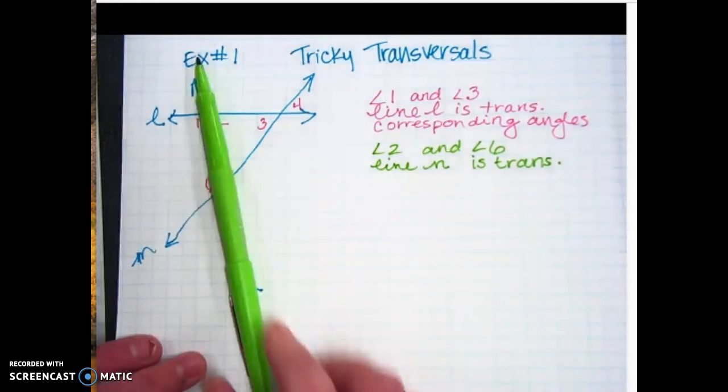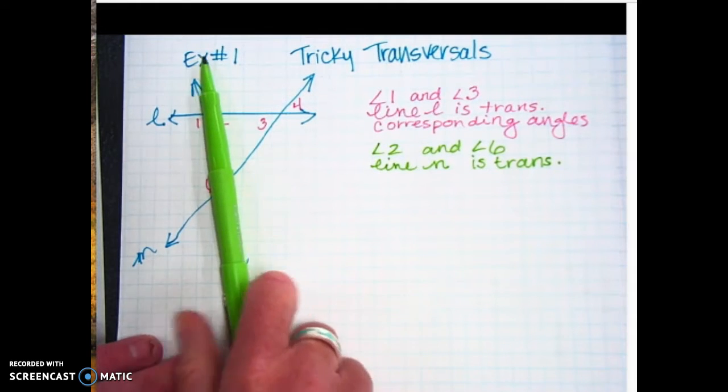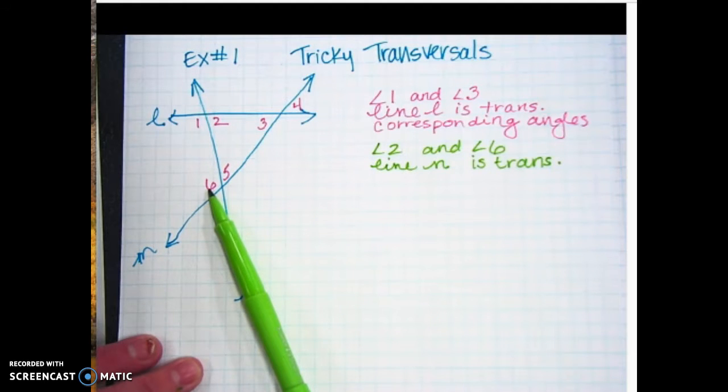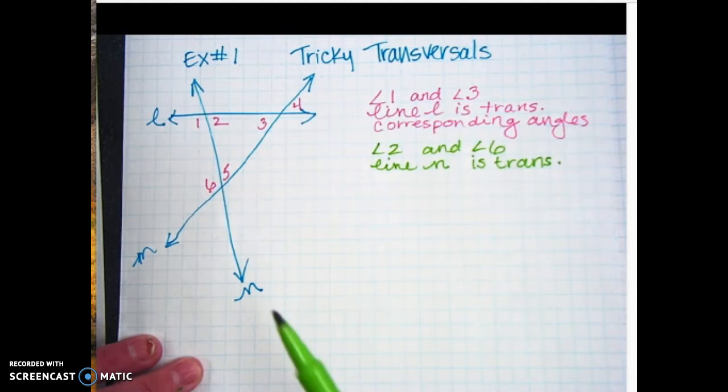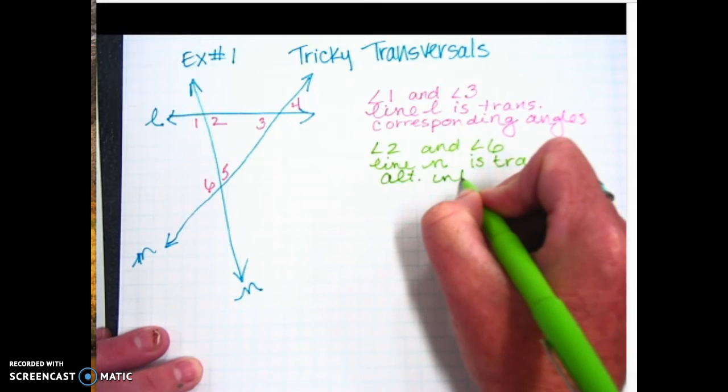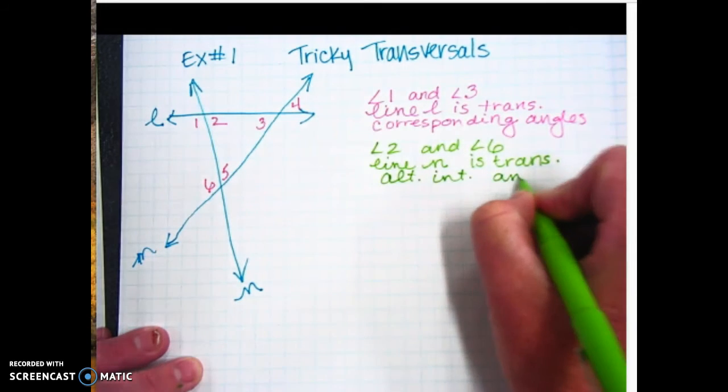So now your transversal is straight up and down, so you don't have to turn your page. And you should be able to see a little better, angle 2 and angle 6, what their relationship is. Are they alternate? Perfect. They are alternate interior angles.